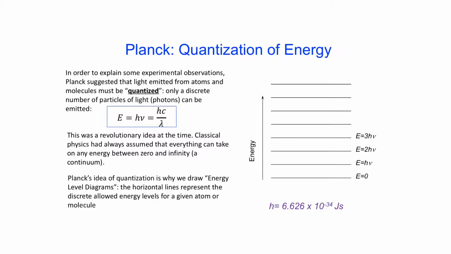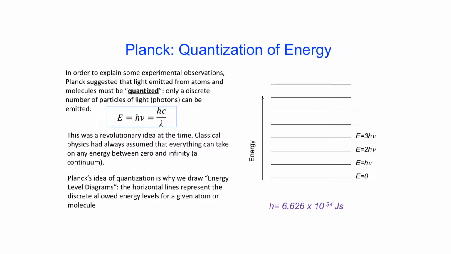The hero of our story is actually a scientist named Planck, Max Planck, who devised the idea of quantization of energy. And this was a really revolutionary addition to the science back when this first started. It's not too long ago now. We're talking back in the early 1900s is when these ideas started to come into play, these ideas of quantization of energy. So what Planck proposed was that light emitted from atoms and molecules must be quantized.